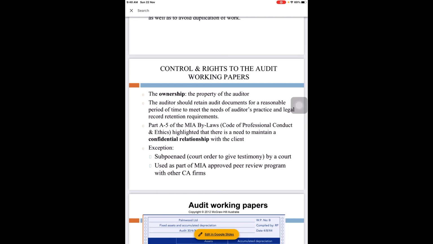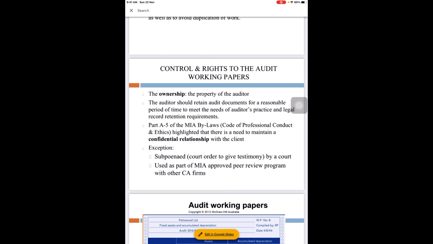And then, control and right to the audit working paper. The ownership of the working paper is of course the auditor's. The auditor should retain audit documents for a reasonable period of time to meet the needs of the auditor's practice and legal record retention requirements. So you have to hold this kind of information for a certain period.